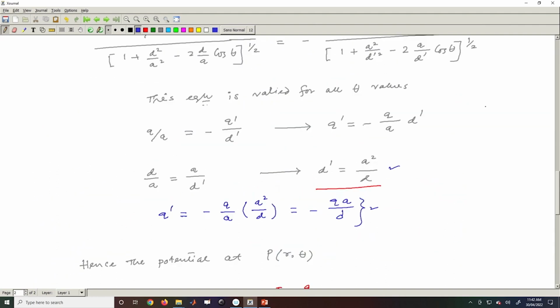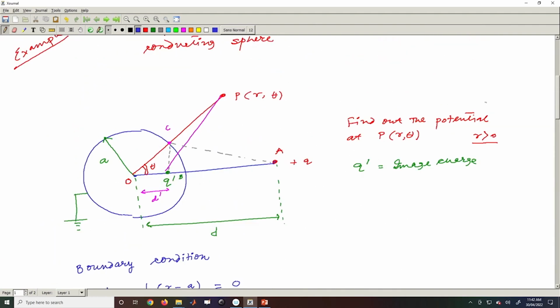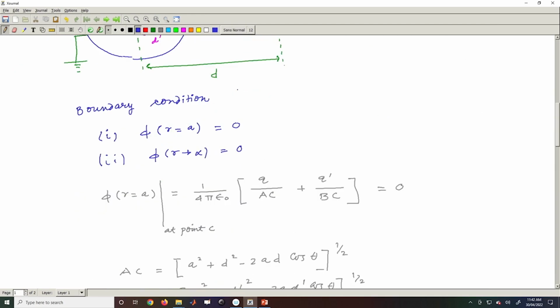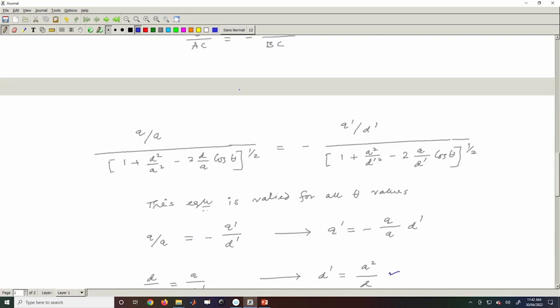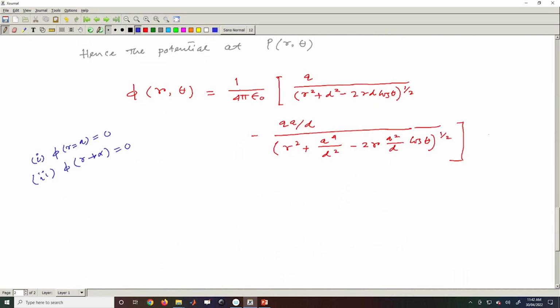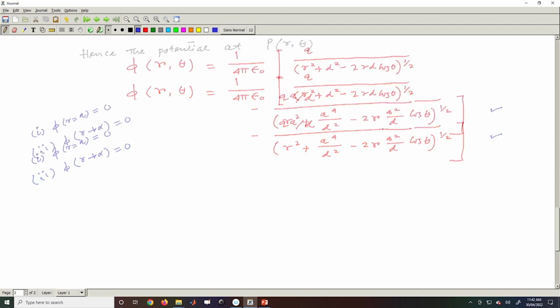So, that means if I have a structure like this, a conducting sphere, and I place a charge nearby, and then I want to find out the potential at some point P, that potential should not be simply q divided by 4 pi r, rather it is this one. With that satisfying these two boundary conditions, that is the main thing.